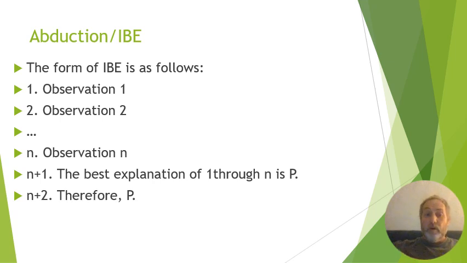So here's the general form of abduction, or IBE, right? We've got some observation or some fact, right? We've got however many observations or facts, overheard arguing with the victim, and so on. Once we've listed all the facts, the next premise, so here we're at n plus 1: the best explanation of facts 1 through n is P, some hypothesis. And then conclude, therefore, P. That hypothesis is true, since it is the best explanation of all these facts.